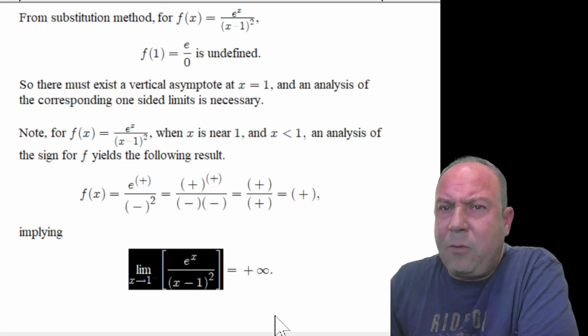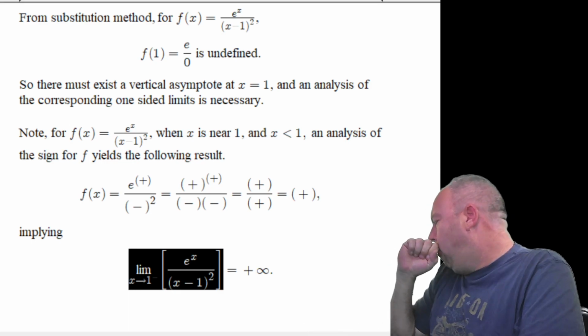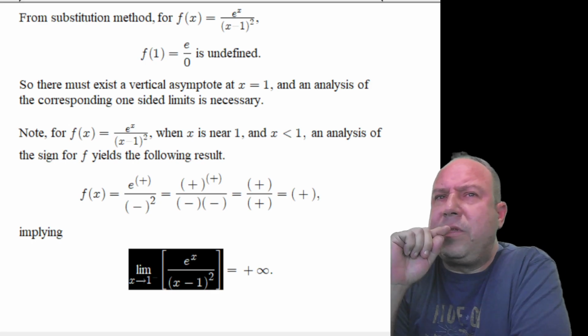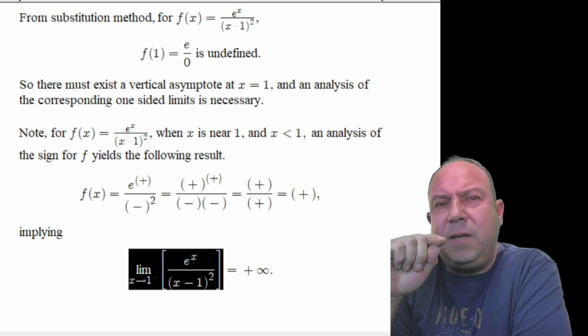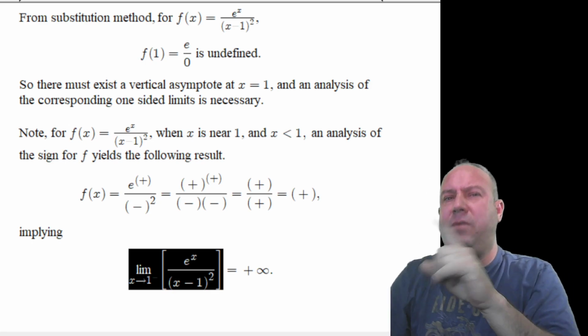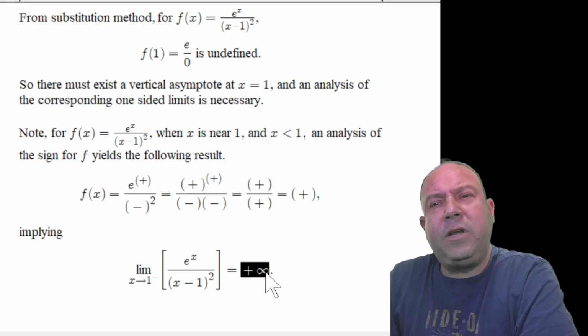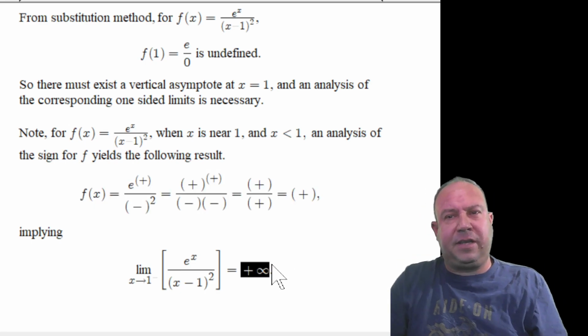Implying when we look at that one-sided limit, the limit as we approach from the left, with the vertical asymptote at x equal to 1, the choices we have are that it heads to positive or negative infinity, and with a sign analysis giving us positive, we know that we must be heading to positive infinity in value.